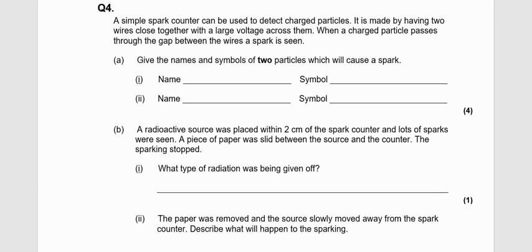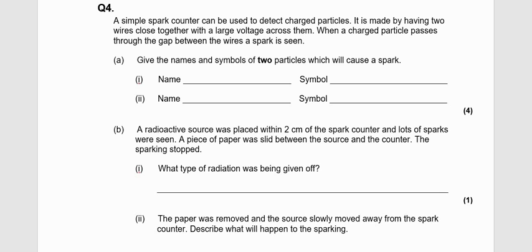When a charged particle passes through the gap between the wires, a spark is seen. Give the name and symbols of 2 particles that will cause a spark. So we're just looking for 2 particles that are charged. Because this is a question about radioactivity, we're looking for 2 forms of nuclear radiation that are charged. Some people said ions of some sort, for example, a carbon ion. Now, that is true, but we need to think carefully about what the question is likely to be asking us. It's about nuclear radiation. It's asking us for forms of nuclear radiation. So we're looking for alpha and beta radiation.